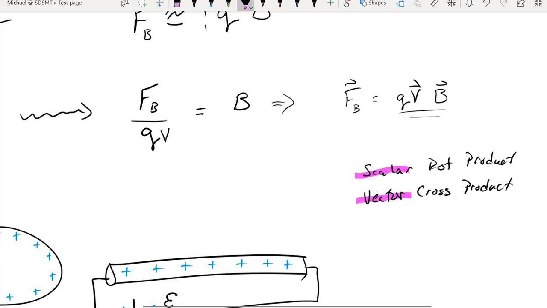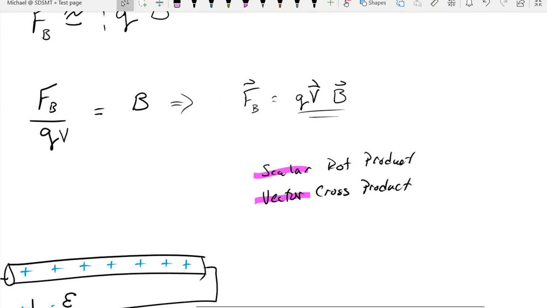And the words out front are there to remind us what the outcome is going to be of each of these products. For the dot product, you are going to produce a scalar quantity. For a cross product, you are going to produce a vector quantity. Well, that's what's happening here. I have two vectors, velocity and field, along with a scalar, which is the charge, and that's producing a third vector quantity, force. And the only way that I can do that is, well, has to be a cross product.